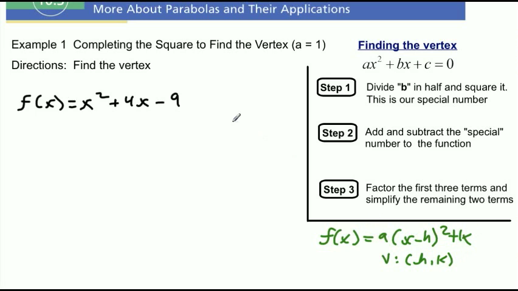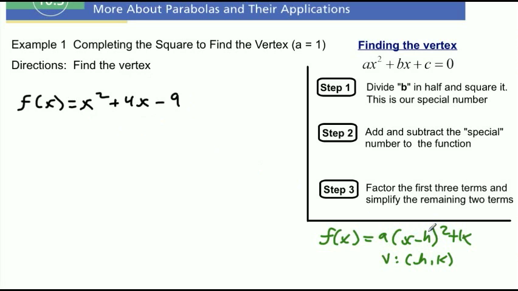So if you look at this one right here, this is not written in vertex form. This form is called standard form, basically when it's ax squared plus bx plus c, such as something like this. What we're trying to do now is convert this into this form. This is called vertex form right here.